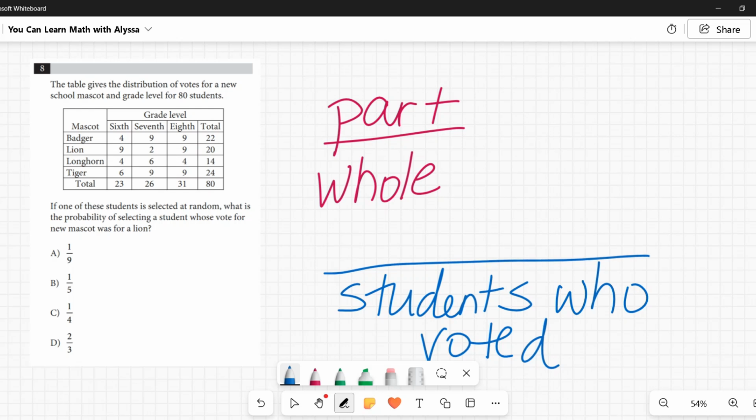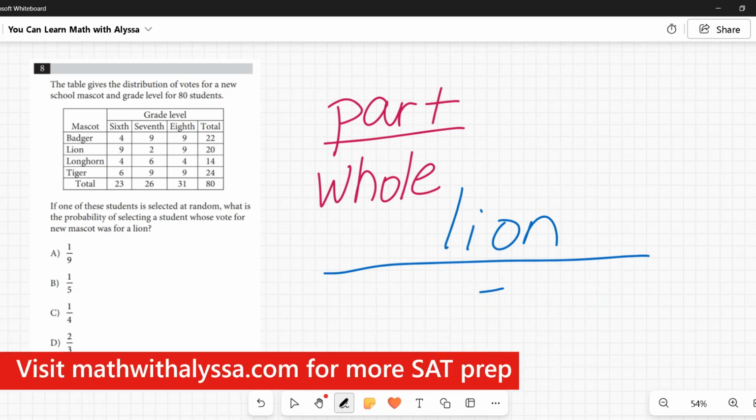Part is students who voted for a lion. They wanted a lion. All right, so for the total number of students in these kind of charts, we can always just go right down to the bottom right corner, because the numbers are being added up as you go down, and they're also being added up as you go left to right. So that's where you get totals, and then at the bottom, that is the grand total, the bottom right corner. It's adding all those totals up, and it's going to equal the same number either way. So the number of students who voted is 80.